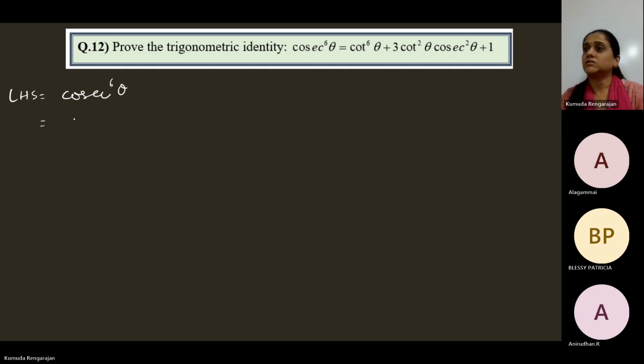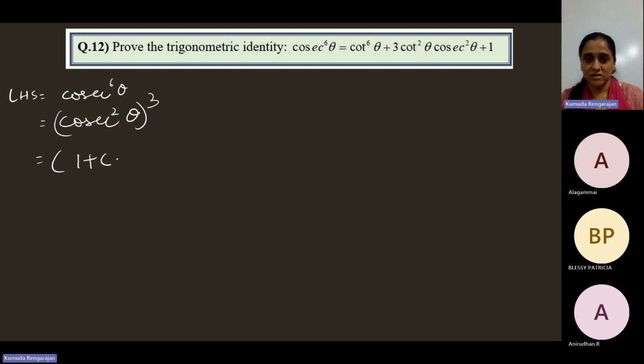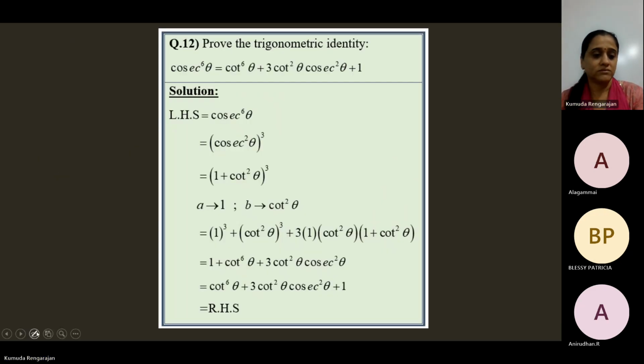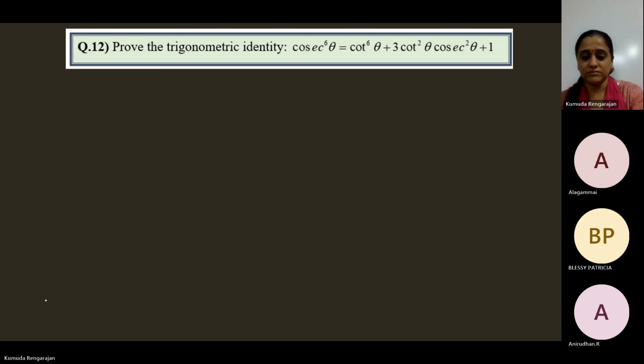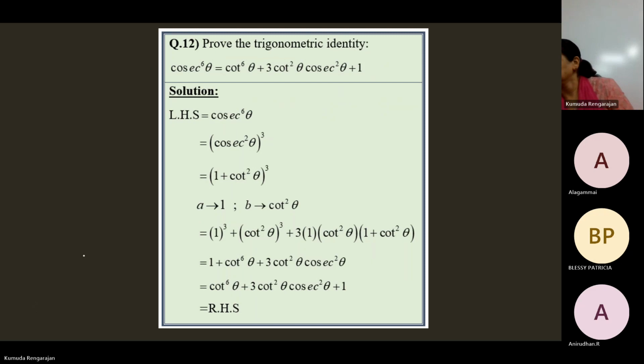So 6 is 2 into 3, right? Will you put 2 inside or 3 inside? 3 inside. Cosecant square theta, the whole cube. Now what is cosecant square theta? One plus cot square theta, the whole cube. Now you can expand this yourself. A plus b the whole cube is a cube plus b cube plus 3ab into a plus b.